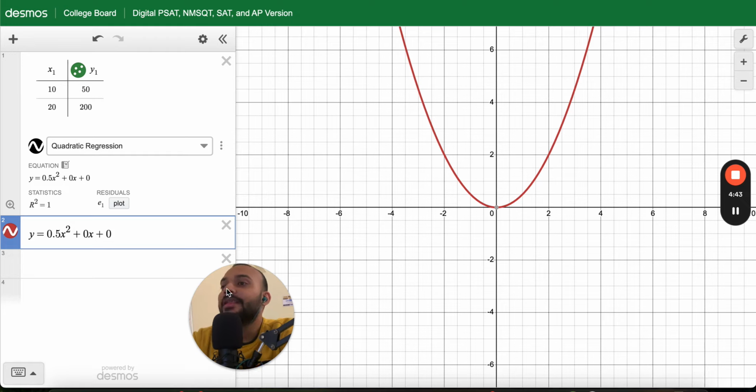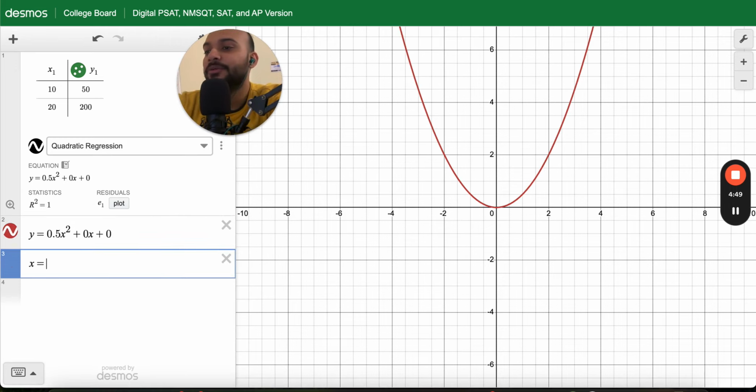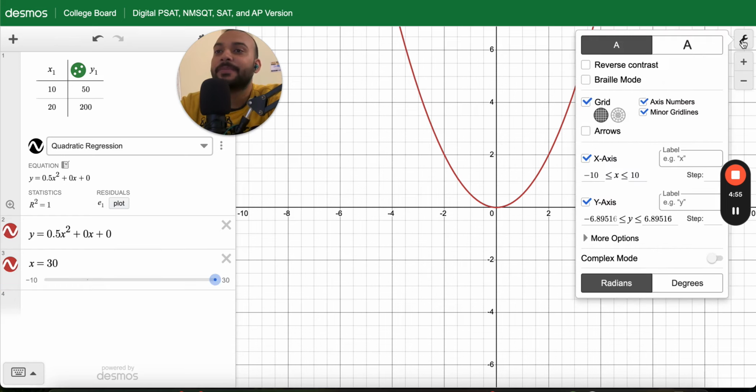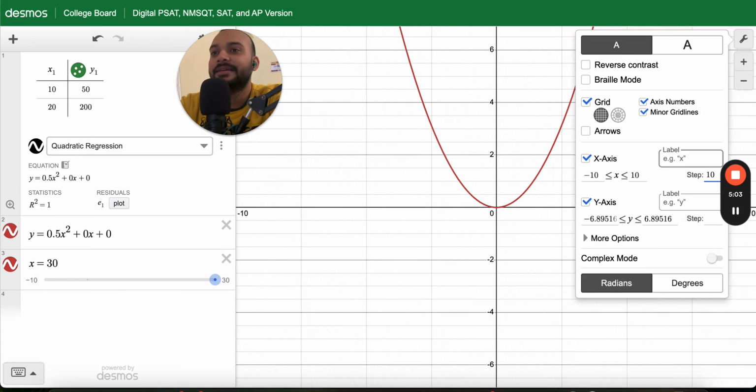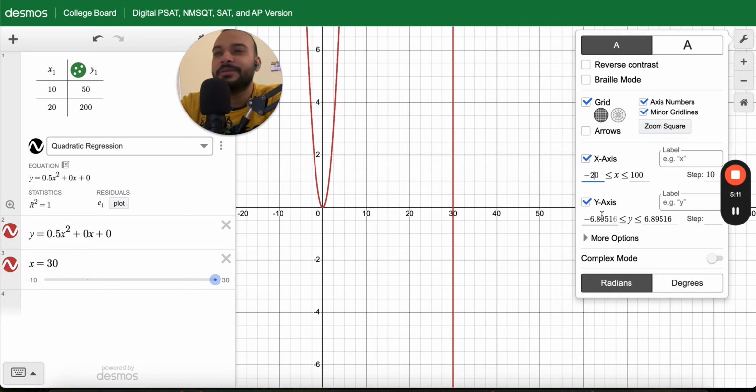And what do we want to find? We want to find the y coordinate when x is equal to 30. Right, this line. Now, one important thing is to adjust the x and y axes. Let's adjust them quickly. You click on this tool icon, graph settings. Give the x step as 10. That'll be more accessible. And the range of x as 100 and negative 20, just for good visibility.